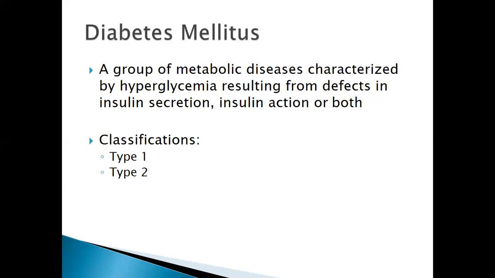Now remember, your cells would actually need insulin to be able to take up the glucose and use it as a source of energy. So what happens is that there is impaired or decreased secretion of this insulin. What happens is that this glucose now will not be available for energy consumption or cell usage.